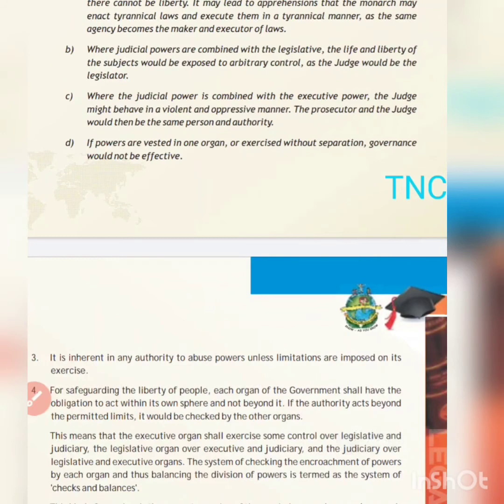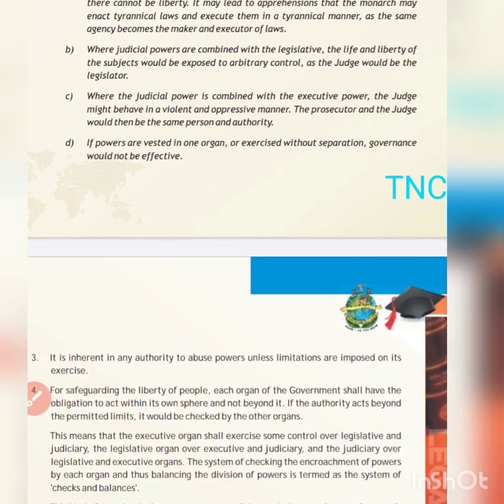general public at large. Judicial power combined with executive power, the judge might behave in a violent and oppressive manner. Prosecutor and judge would then be the same person and authority. So if we combine judiciary and executive, then also the judge would behave in a violent, oppressive manner. He may act to oppress the liberties or rights of the general public, and so it will not be for the welfare, because the prosecutor, who grants punishment, and the judge, who makes laws, will be the same person.